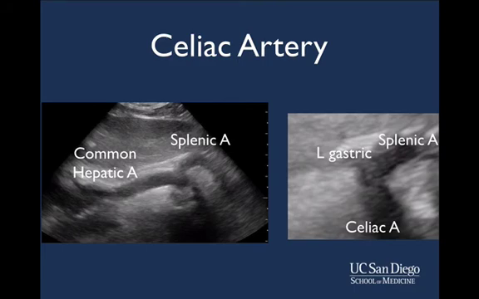A freeze frame of this video clip reveals the seagull sign with its right wing being the common hepatic artery and the left wing being the splenic artery. When we freeze the clip at exactly the right second, we notice the celiac trunk giving off the splenic artery, and a tiny branch of the left gastric artery is visualized.